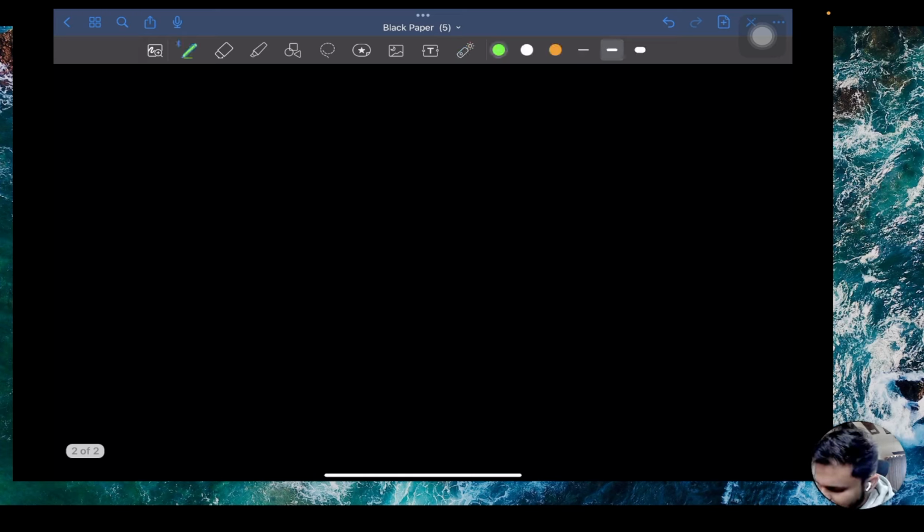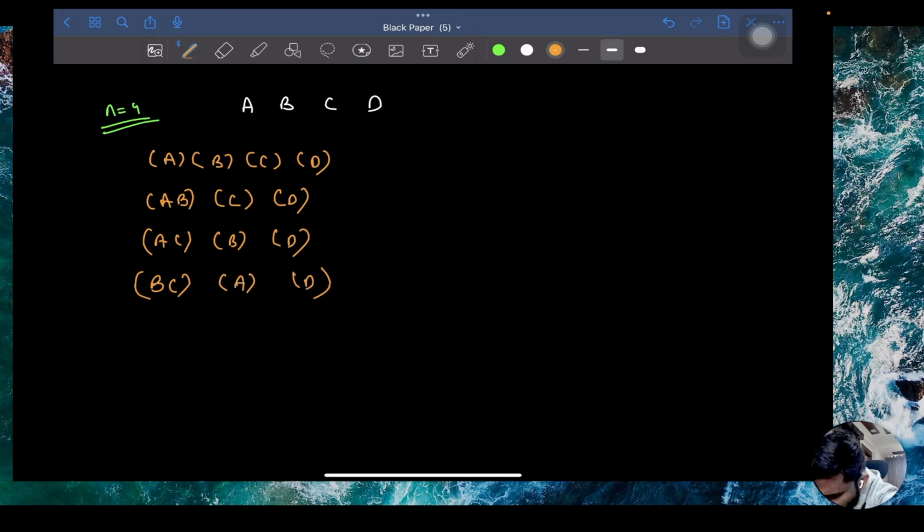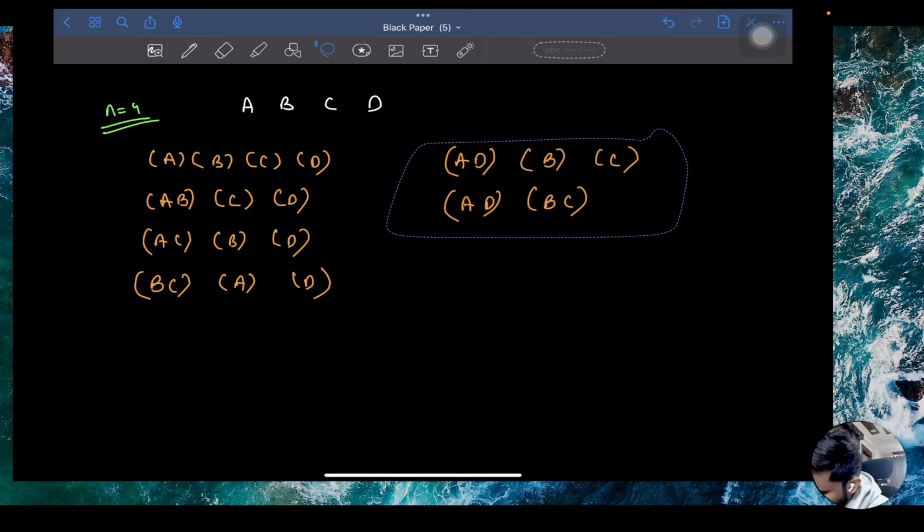So let's take one more example. How about n equals 4? A, B, C, D. Okay. So for n equals 4, this can be one combination, one more combination, one more combination, one more combination, right? Apart from that, you can have AD paired up, BC remains alone, AD paired up, BC paired up, right? Let's see if anything else is there. So let me write these two here.